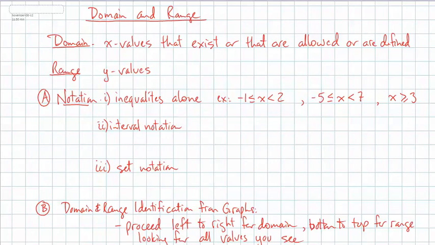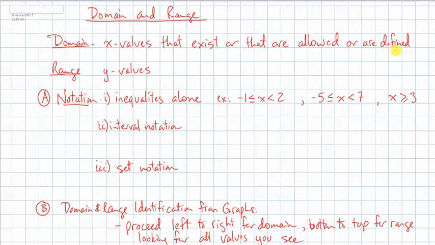This lesson is about domain and range, understanding what their definitions are, what they are, how to identify them and write them. First of all, domain can be thought of as the x values that exist, or that are allowed, or that are defined as opposed to not being defined.